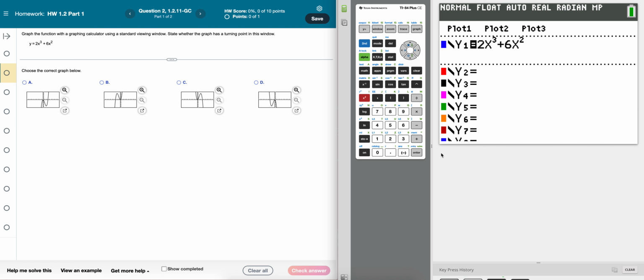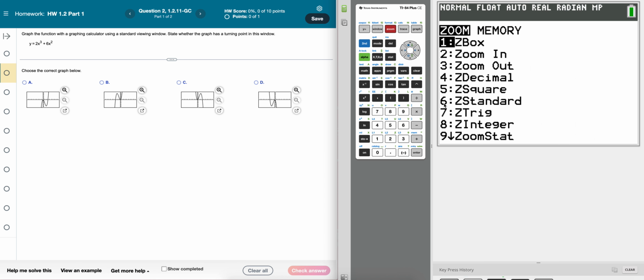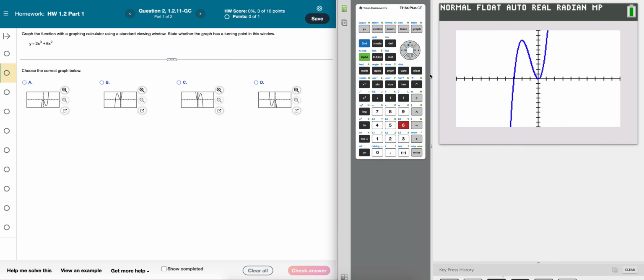So I have my equation in there. My window is set up for the standard viewing window. If it was not, you could either manually go in and set it, or there is a shortcut. The shortcut is to press the zoom button and then number 6. Standard zoom is that negative to positive 10 for both x and y. If you use that shortcut by pressing zoom and then standard, it'll automatically graph your function for you. So when I'm comparing to the 4 choices we have here, obviously choice B.